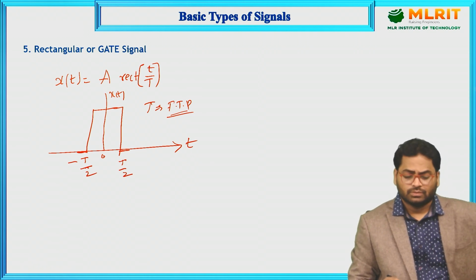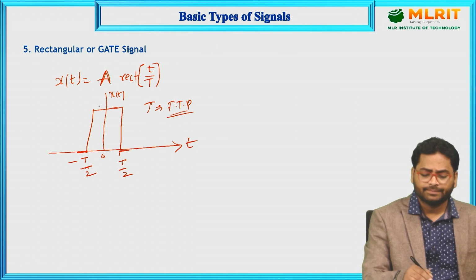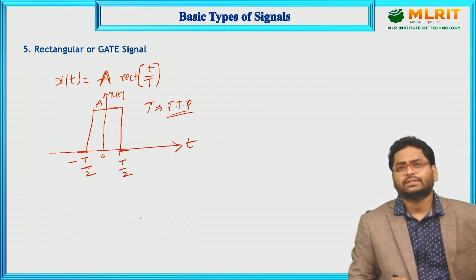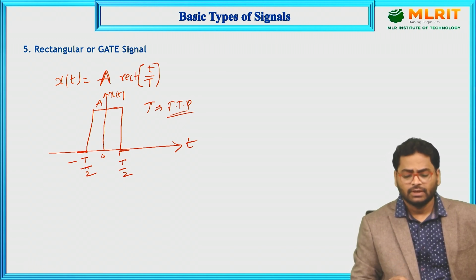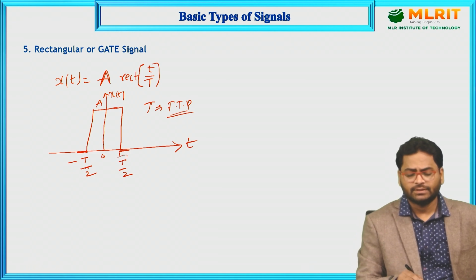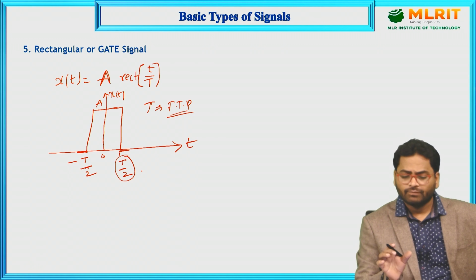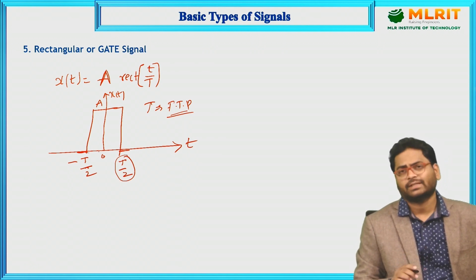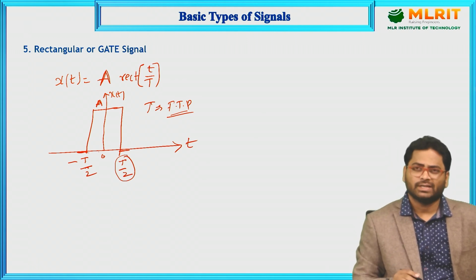Now what is the amplitude here? Amplitude is A. So this is the standard representation of the gate signal, or you can call it a rectangular function. Whenever you see the rectangular function, it must be this notation. T by 2 is half of the fundamental time period, minus T by 2 the other half of the fundamental time period, and you should remember it. A is the magnitude, or you can call it the amplitude.